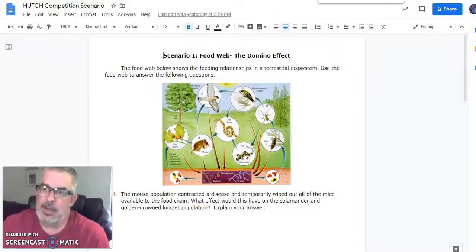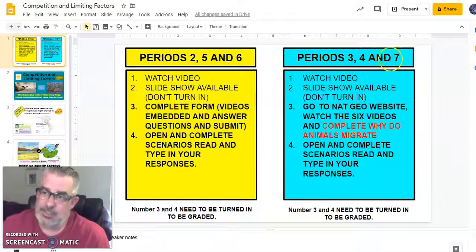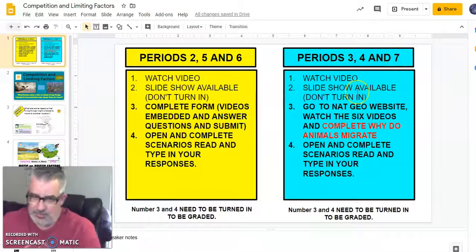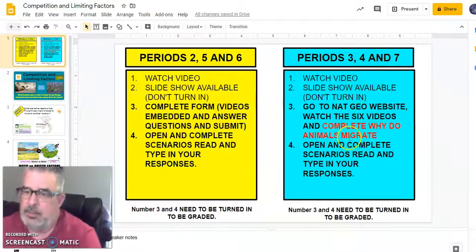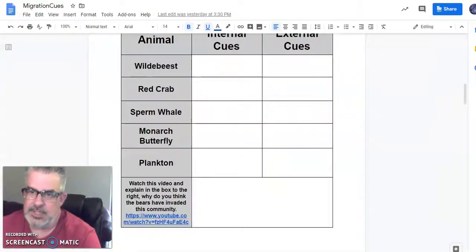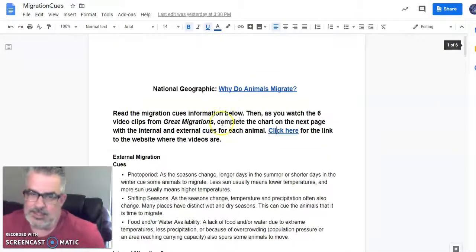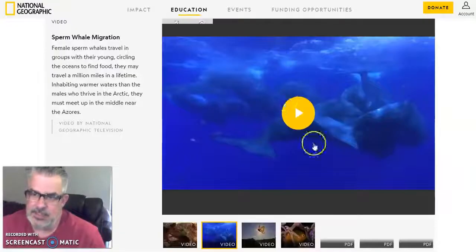Okay. All right. Now back to 3rd, 4th, and 7th period. Yours is a little different, and it'll be different in the classroom as well. Number 1 and 2 are the same. Number 3 is a little bit different. You're going to open up the migration cues document that looks like this, and at the top there's a link right here. Click here, and that link is going to take you to this website.